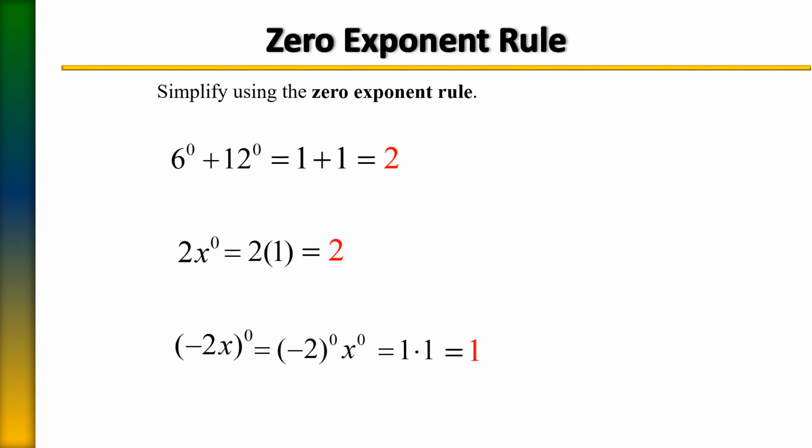So we knew all of that was going to equal 1 anyway, because the whole thing was raised to a zero power, which meant that it was going to equal 1. And there you have it, the zero exponent rule.